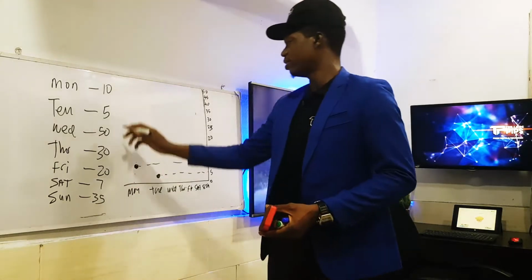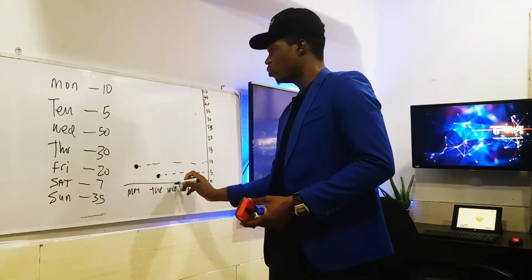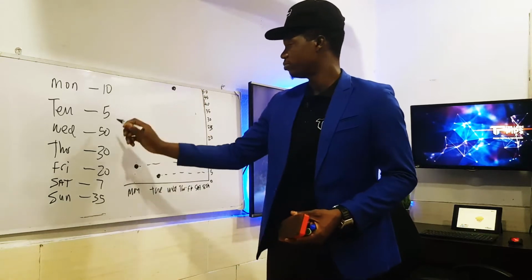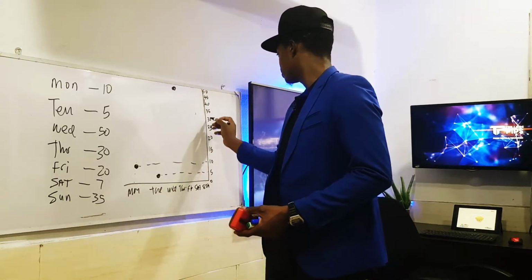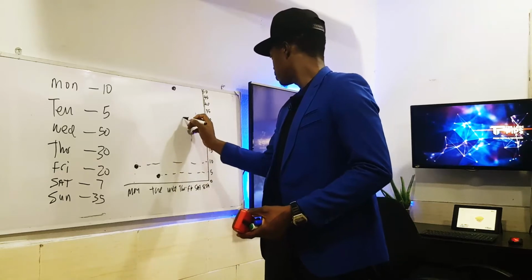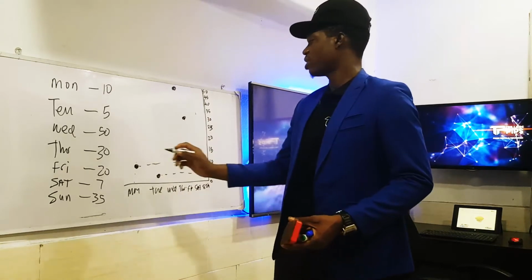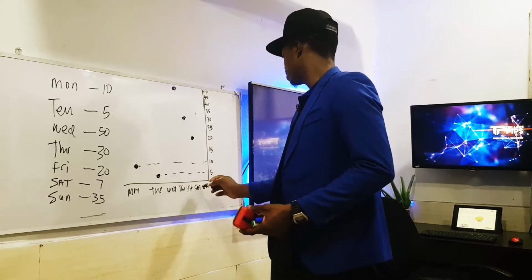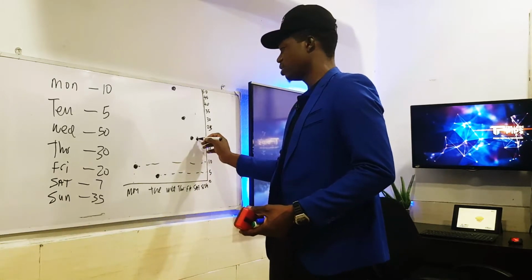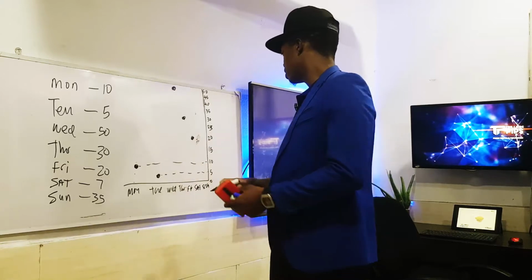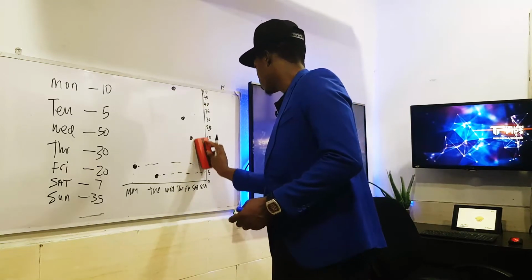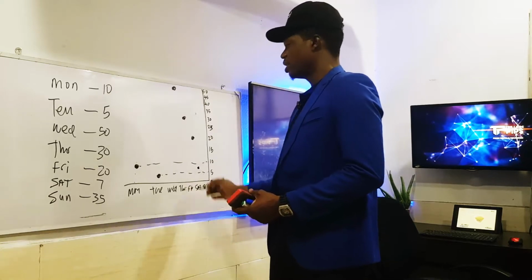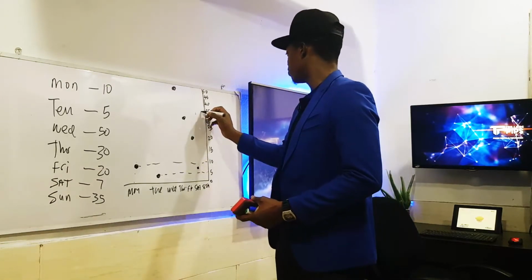On Wednesday, we have it at $50. So we'll push it here. Thursday, 30. Friday, 20. Saturday, 7, sorry. So 7 will be in between 5 and 10. So Saturday, we have it at 7. And Sunday, we have it at 35.